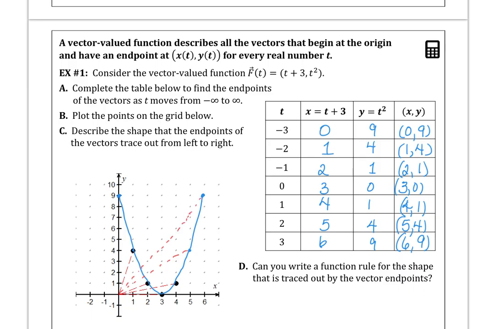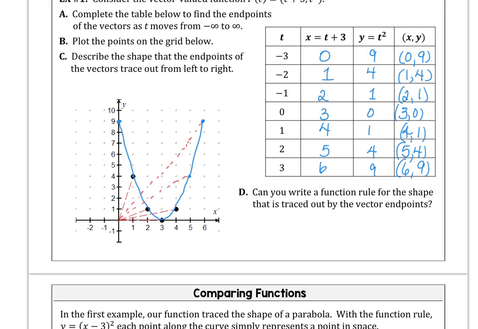So f of x on part D, can you write a function rule for the shape that's traced out by the vector endpoints? Well, sure, that's easy. We can say that f of x is the quantity x minus 3 squared, because we know about transformations of polynomials. This is a parabola that shifted 3 units to the right.